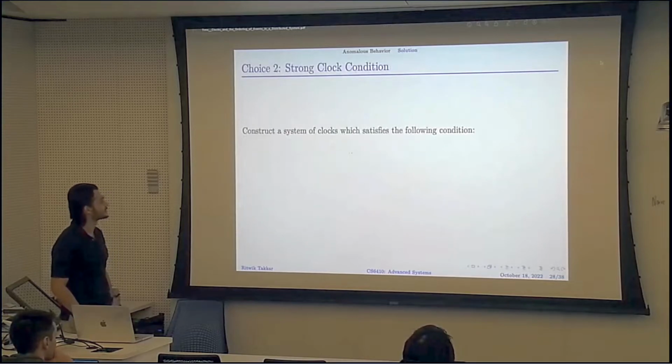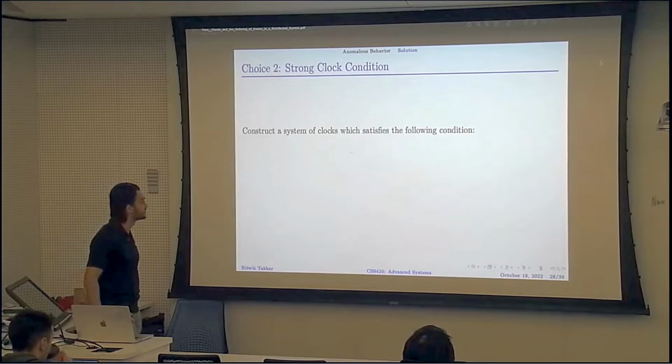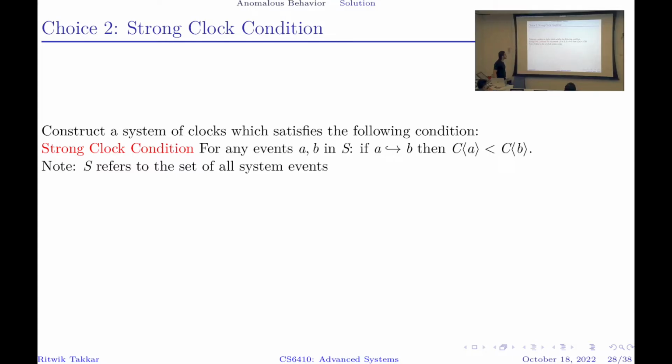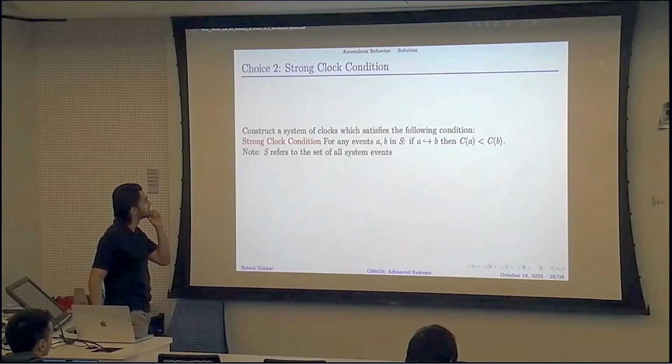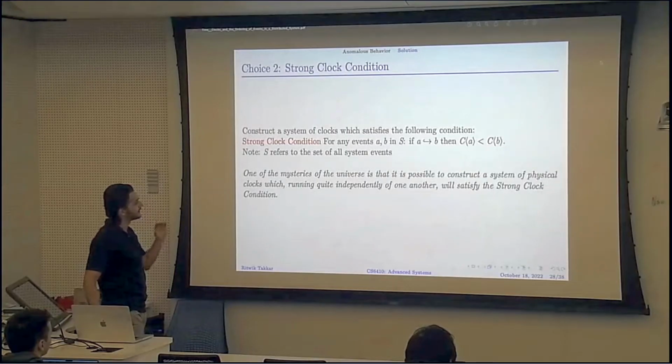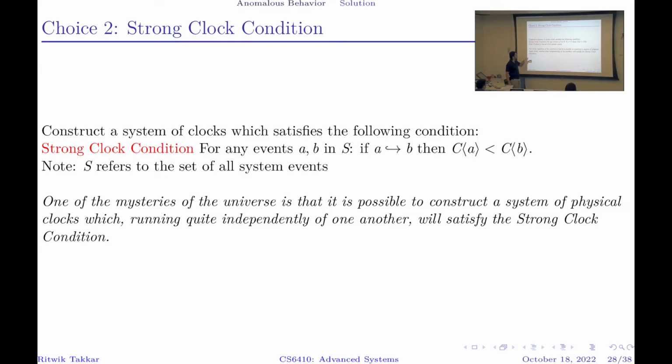So we have something called the strong clock condition. Now remember the clock condition from the previous slides. This is a stronger condition, denoted by this hooked right arrow. This is lifted from the paper. So apparently it's possible to construct a system of physical clocks which, running independently from one another, satisfy the strong clock condition. We have total ordering.